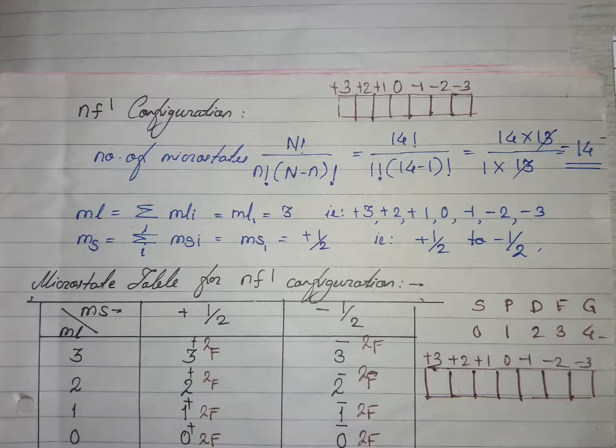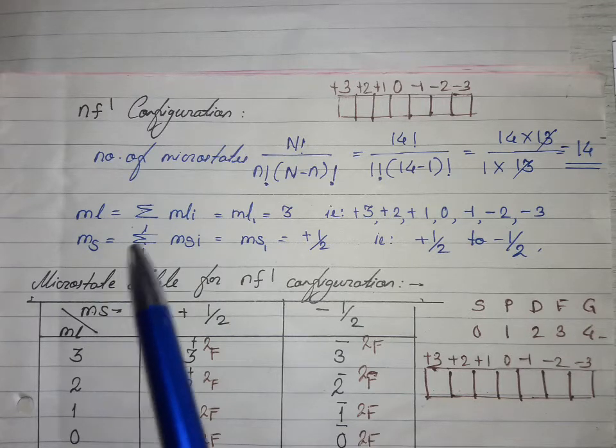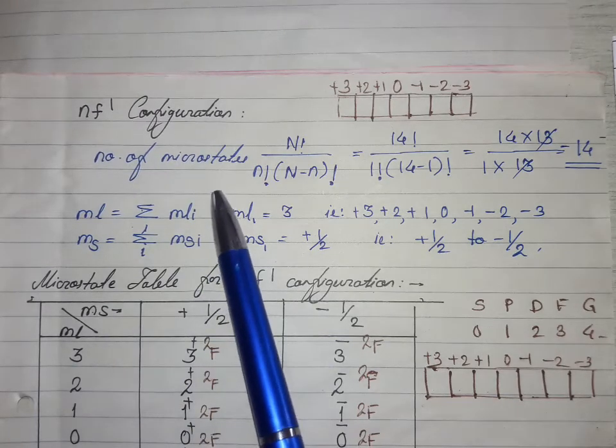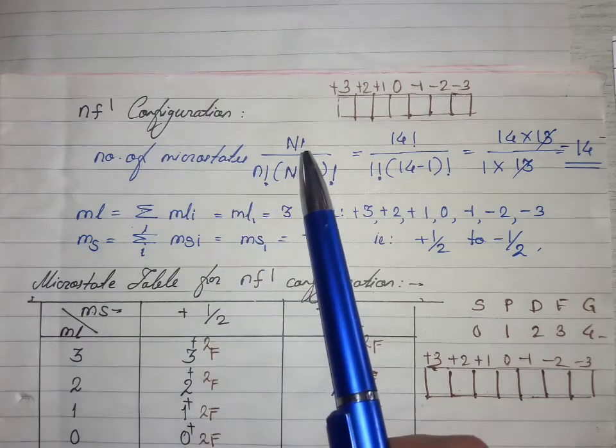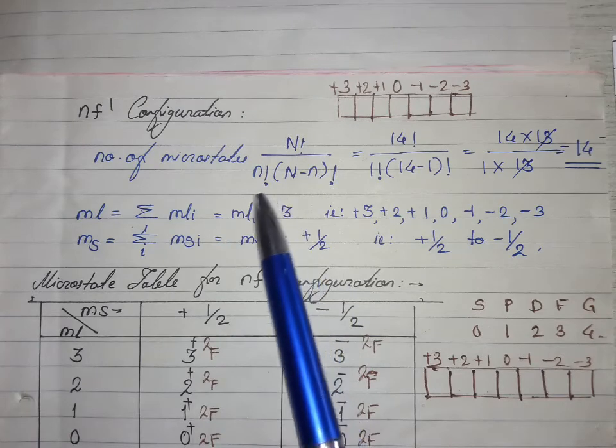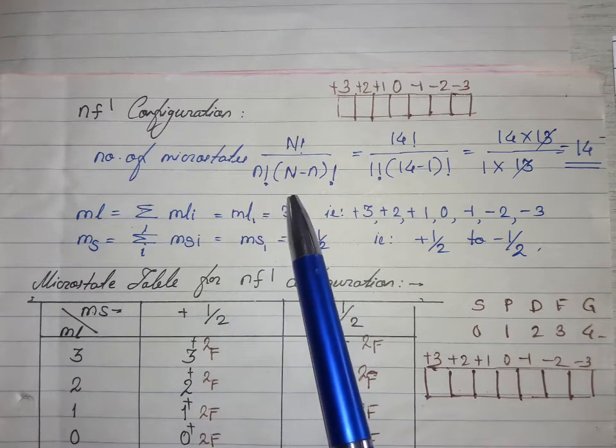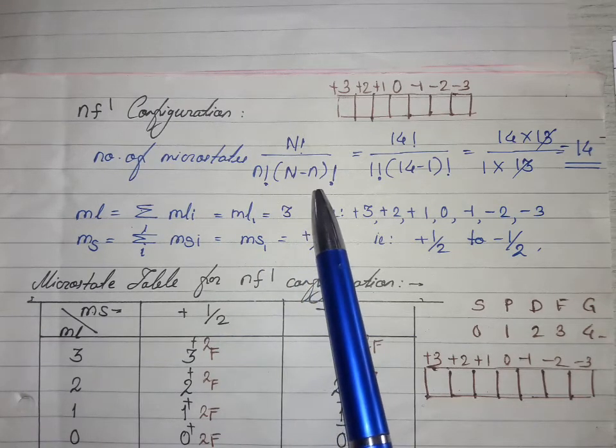This is coordination chemistry, and today's topic is how to calculate the microstate table for the nf1 configuration. For the nf1 configuration, f1 means 1 electron in the f shell. Before that, we have to calculate the number of microstates. Here is the formula to calculate the number of microstates: capital N factorial divided by small n factorial into bracket capital N minus small n factorial.